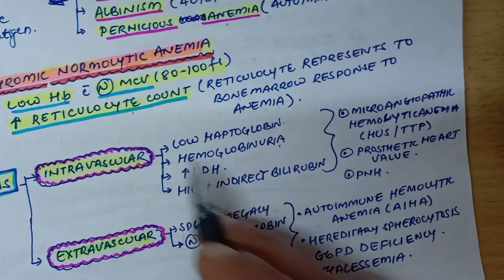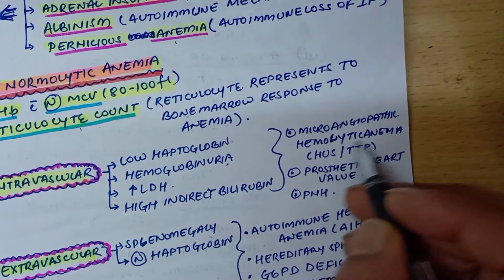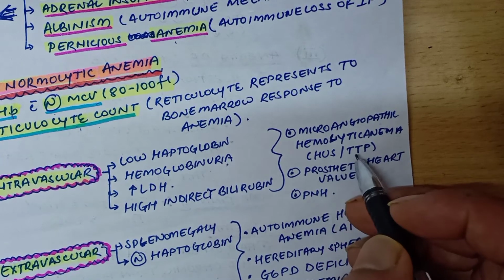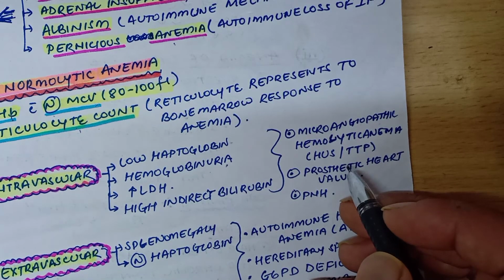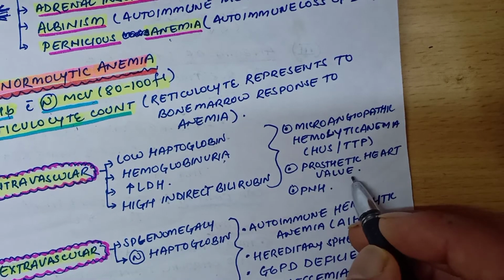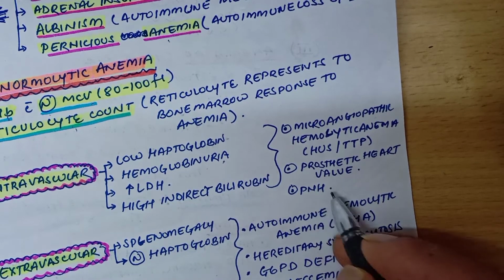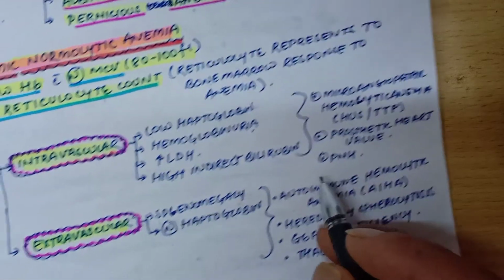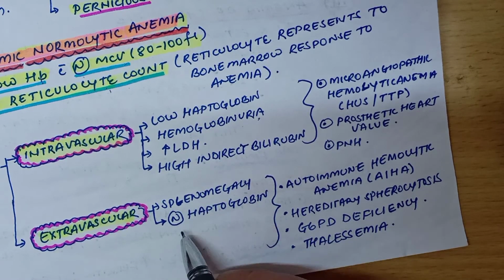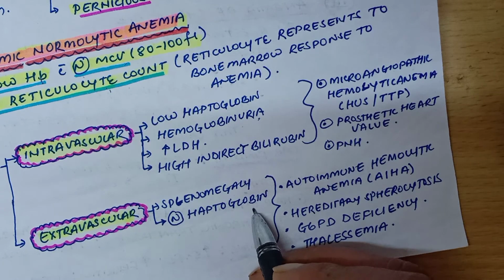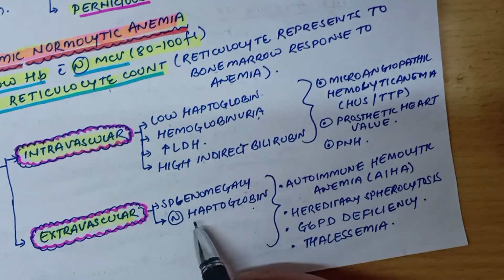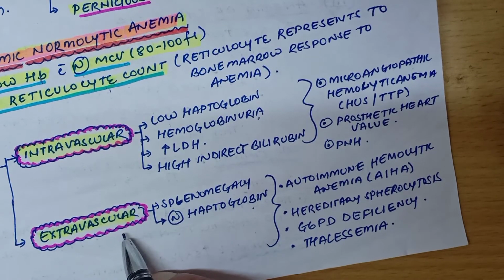Intravascular hemolysis is seen in microangiopathic hemolytic anemia, which includes hemolytic uremic syndrome and thrombotic thrombocytopenic purpura. They may also be seen in prosthetic heart valve and paroxysmal nocturnal hemoglobinuria. Whereas in extravascular hemolysis, there will be splenomegaly and normal haptoglobin. So haptoglobin level is decreased in case of intravascular hemolysis, whereas it is normal in case of extravascular hemolysis.